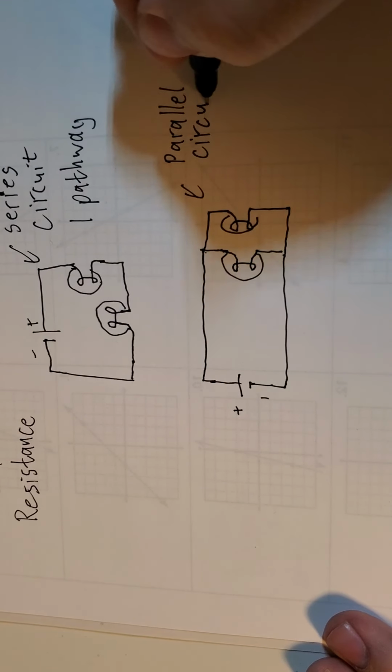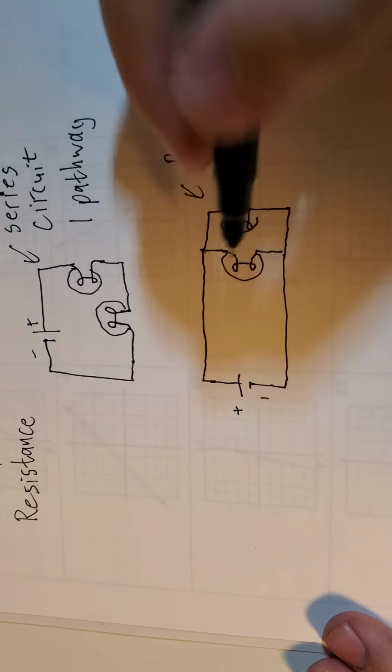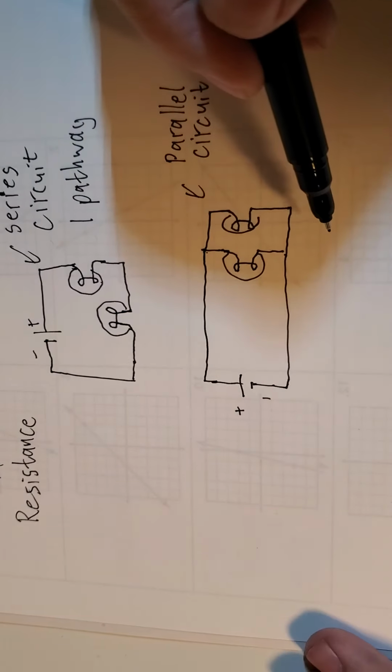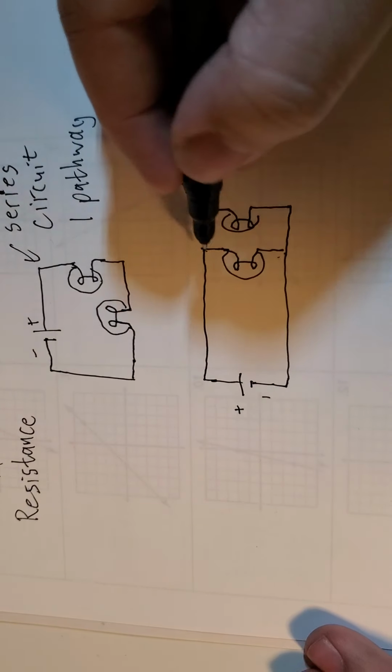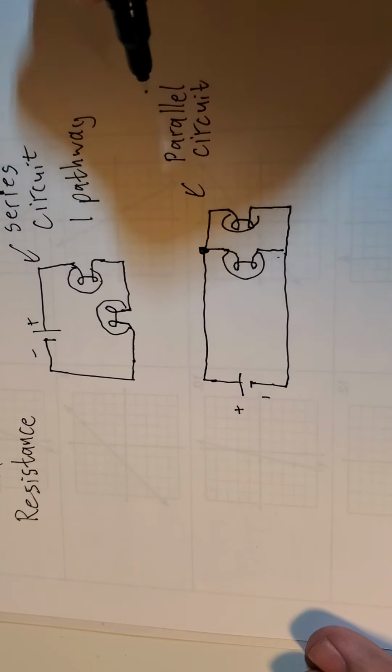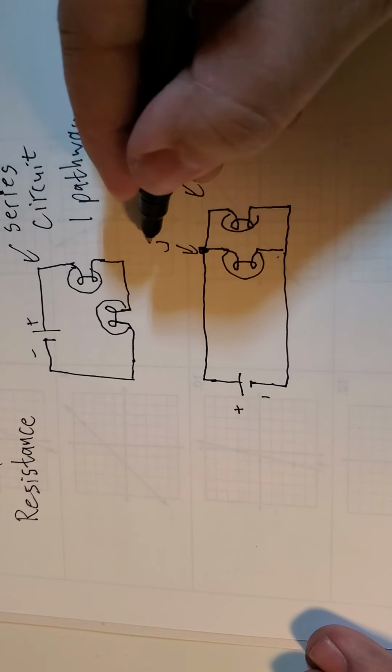The reason why we call this a parallel circuit is because once they reach this point, the electrons are going to be able to move down together in parallel. Okay, so again, some are going to go this way, some are going to go that way. And this point right here where they have to make that decision, that's called our junction.